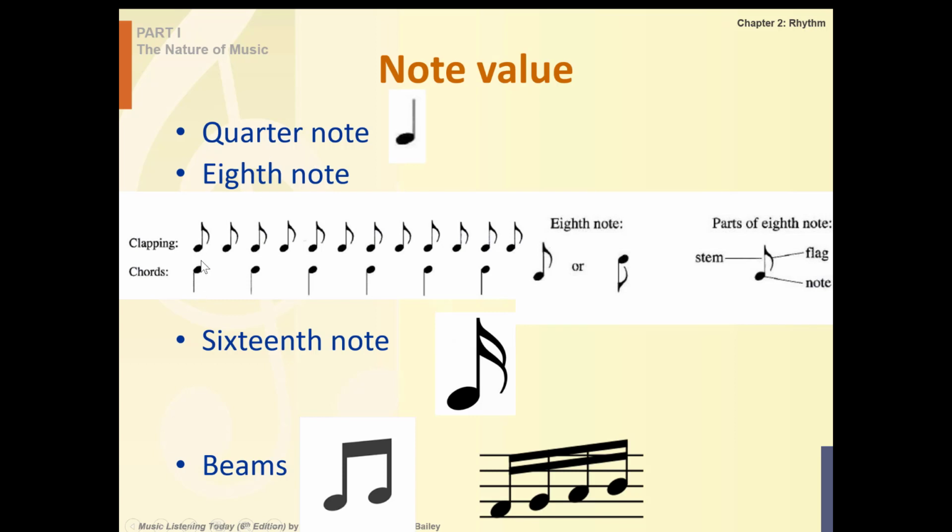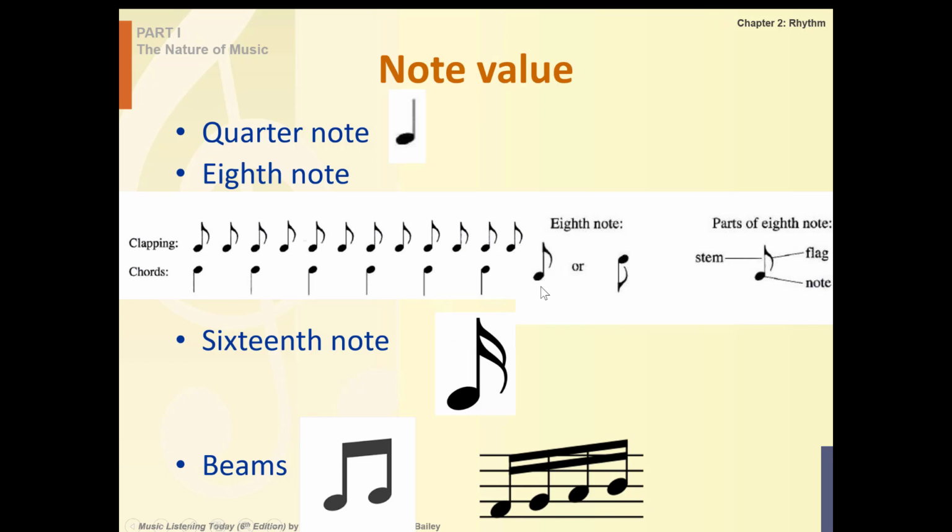The quarter is divided into 2 equal values, then 1 of them will be an eighth note. So if you clap the quarter note like this, 1, 2, then I will clap eighth notes now. 1, 2, 1, 2. So the eighth notes will go twice as fast like this, right? An eighth note has a note head, a stem, and a flag.